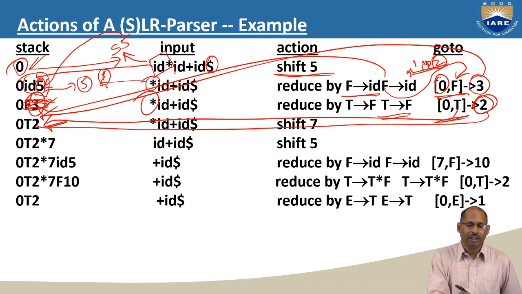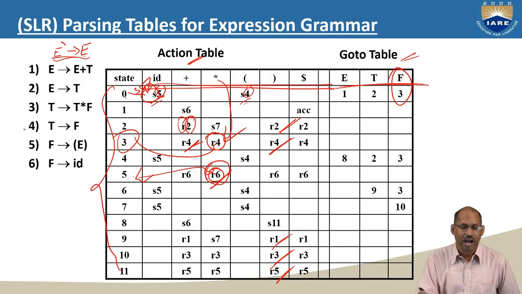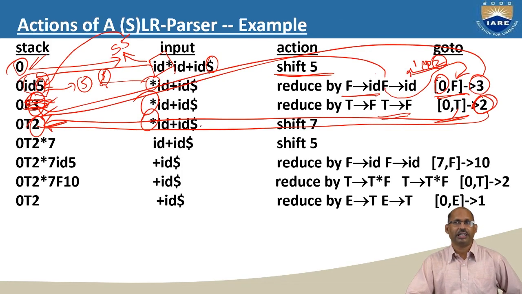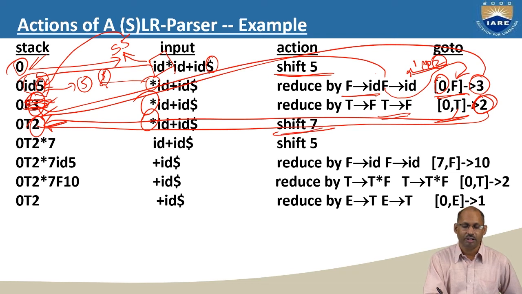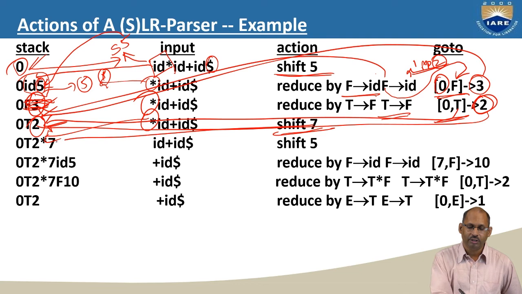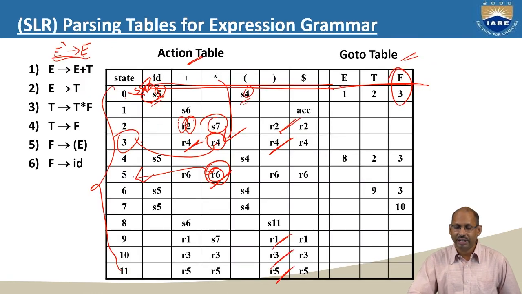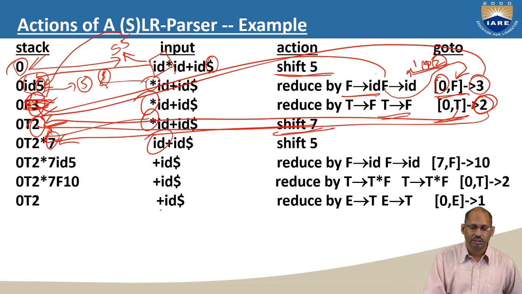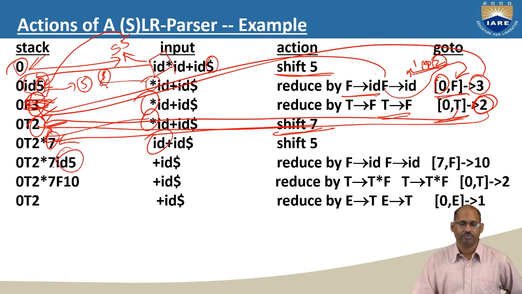Now 2 and multiplication. What do we have? 2 and multiplication is S7, shift 7. Move multiplication and also 7. Then ID and 7. 7 and ID gives S5. So simply 7 and ID gives 5.